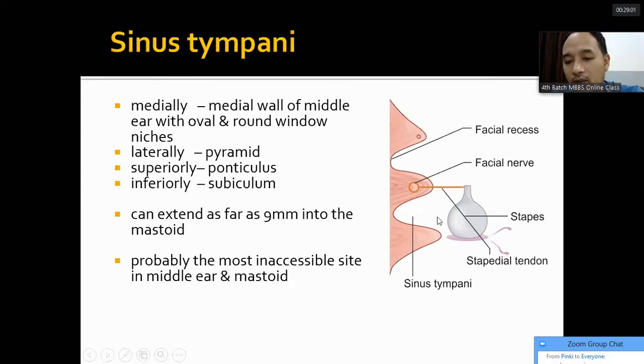The importance of this sinus tympani is that disease can hide inside it, and it is inaccessible. Through the operating microscope we cannot visualize this area, so we can leave the disease there during the middle ear surgery. This is the importance of the sinus tympani.